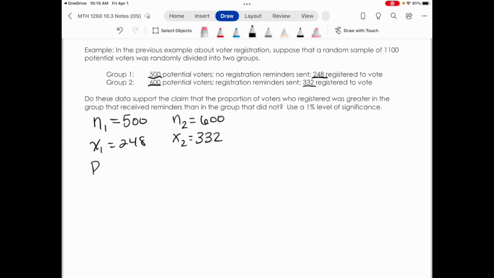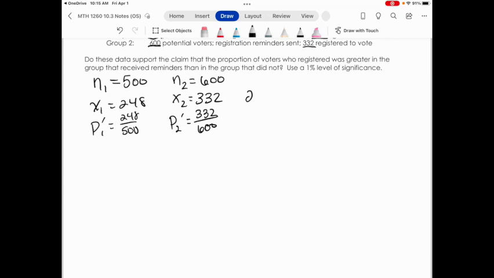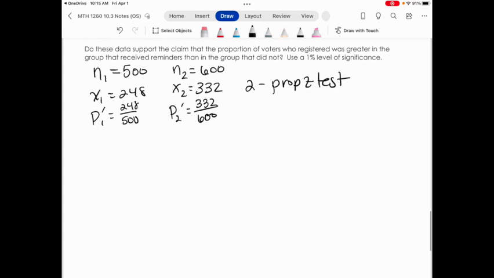Now if we wanted to find our P1 prime, our proportion of successes from group 1, we would take 248 over 500, and the success proportion from group 2 was 332 out of 600. Now we would like to use 2-prop z-test. However, we need to make sure that we can use this. So let's set up our hypothesis, and then we'll check that in step 2.